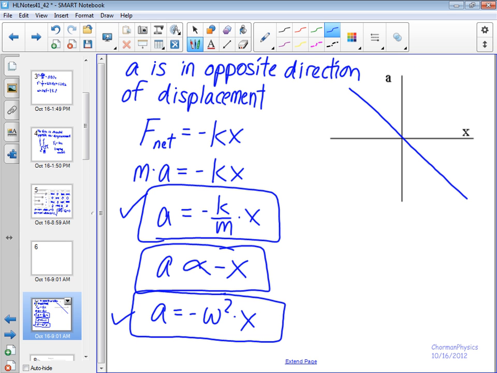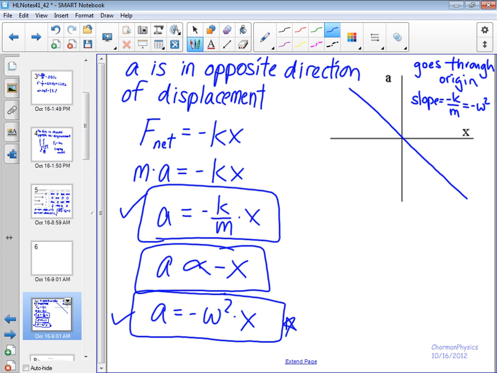The graph, therefore, looks like this, okay? It goes through the origin. That's the directly proportional part. And the slope is negative. In fact, the slope is equal to negative k over m, or negative omega squared. I will show you this equation right here. We will derive this in a little bit, but I want to show it to you at least right now.